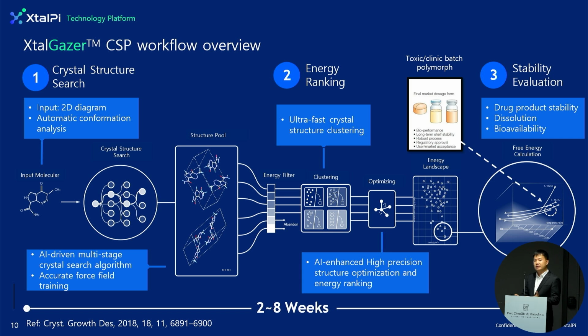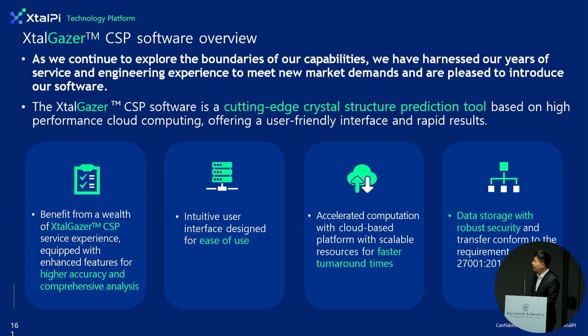And since 2017, we have de-risked over 400 API systems. And the molecules in the market right now are becoming more and more complicated. Right now, we can deal with molecular weights as large as 1,000 grams per mole. So by using our years of experience and also engineering experience in this crystal structure prediction area, this year we are happy to offer the software option to the whole industry.